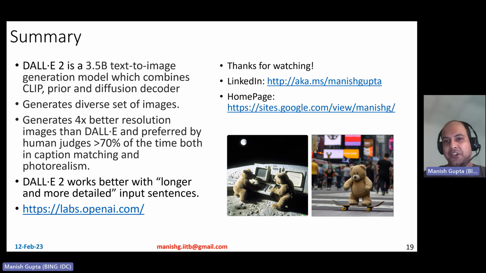You may want to try out your favorite caption on DALL-E 2's API here at labs.openai.com.